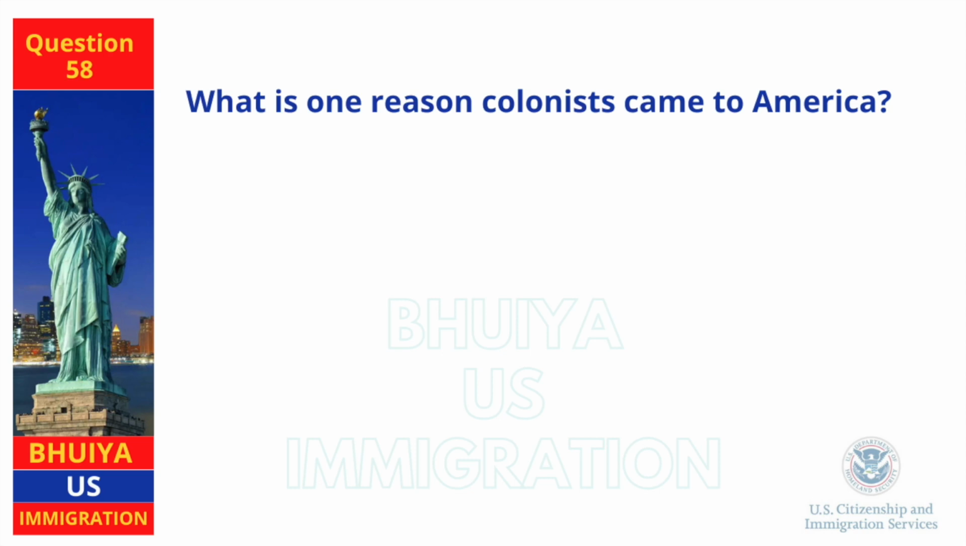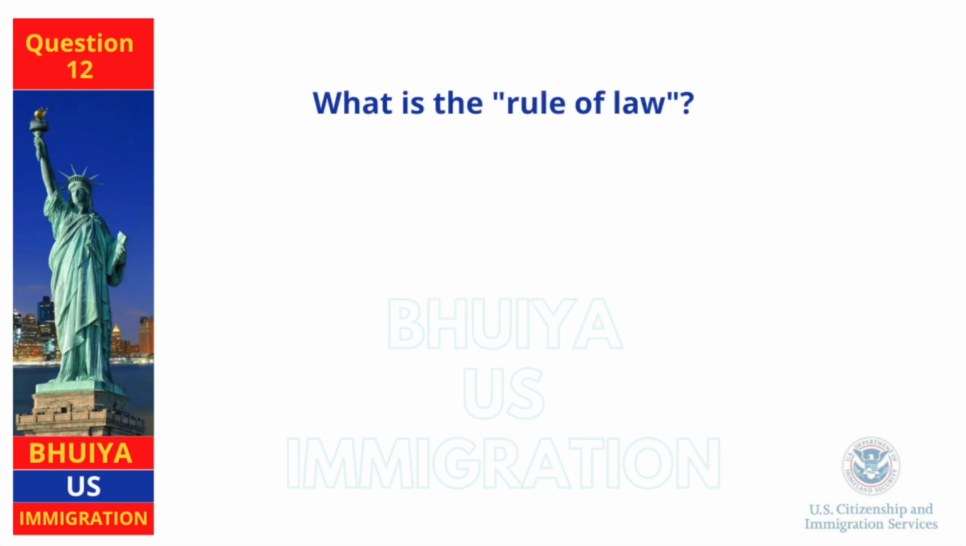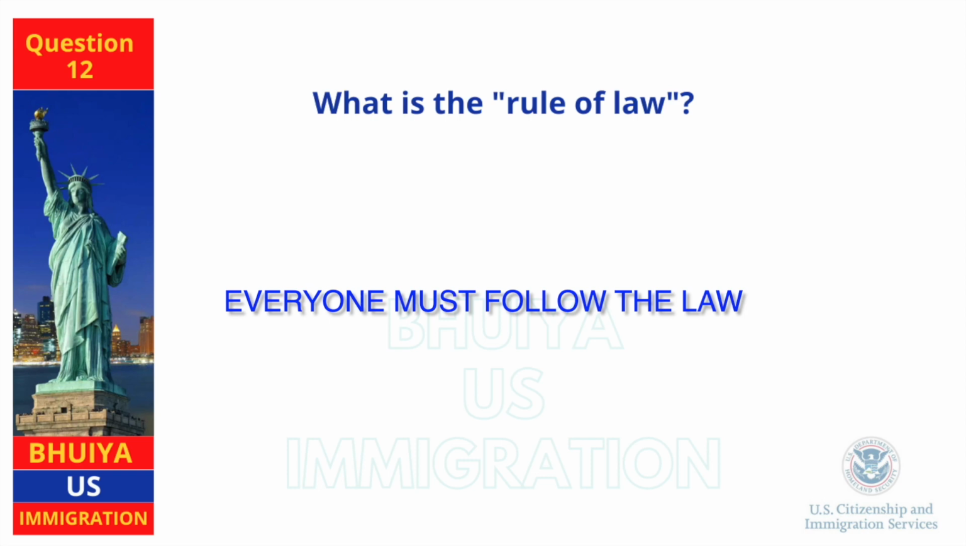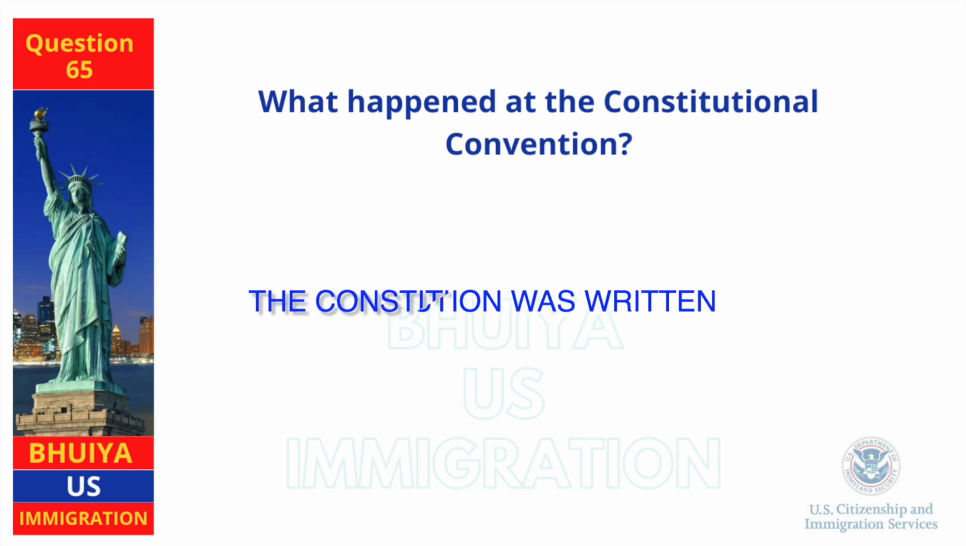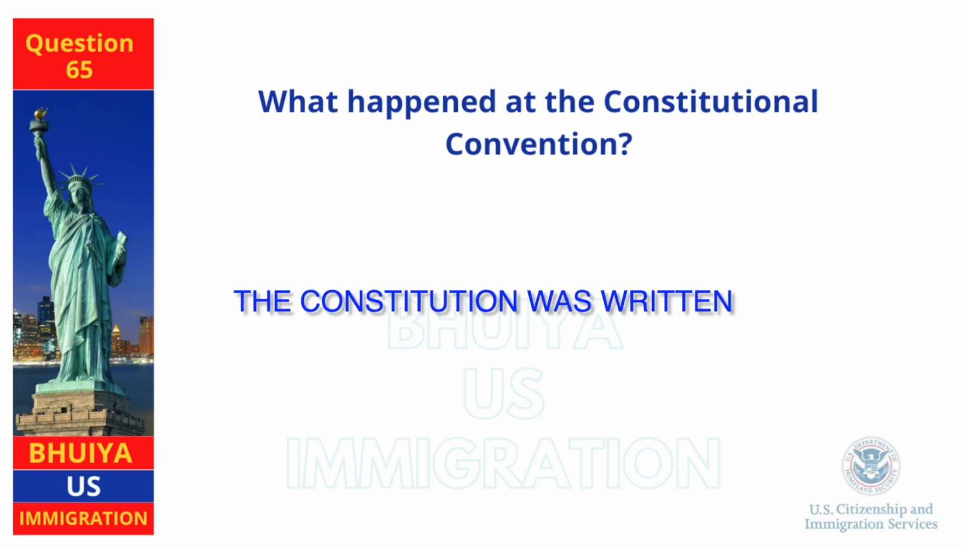What is one reason colonists came to America? Freedom. What is the rule of law? Everyone must follow the law. What happened at the Constitutional Convention? The Constitution was written.